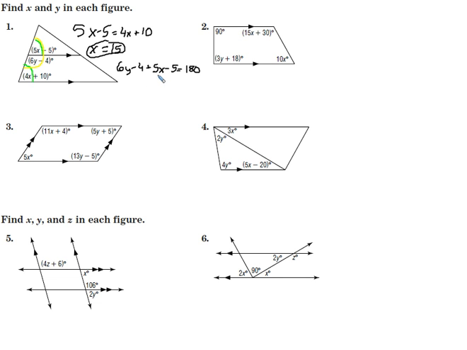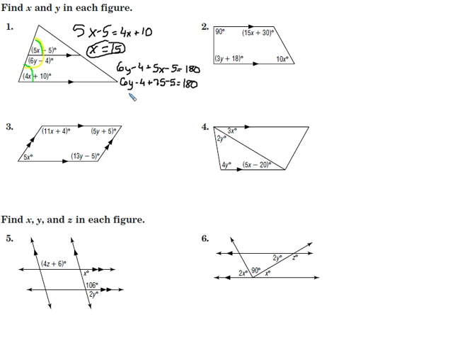Now I know we have 2 variables, but I know that x is 15, so I will put the 15 here in for this x, and 5 times 15 gives us 75. So here's what we have: 6y minus 4 plus 75 minus 5 equals 180.